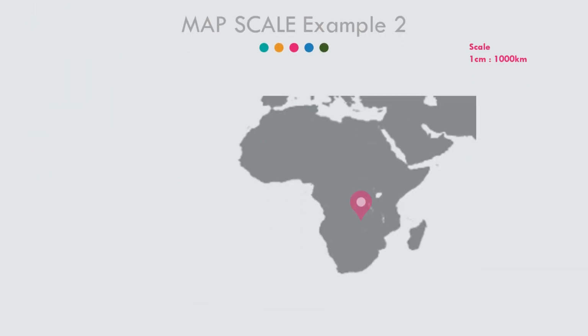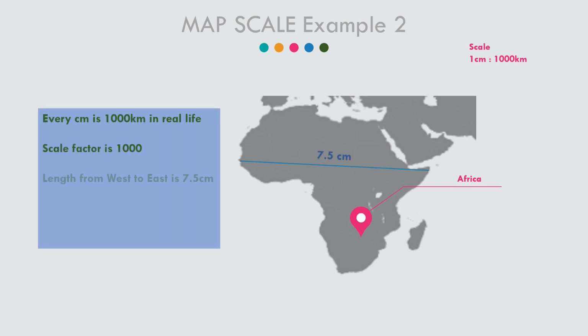Here is a map of Africa. How far is it from the most western point to the most eastern point? Every centimetre is 1,000 kilometres in real life. The scale factor is 1 centimetre to every 1,000 kilometres. The length from west to east is 7.5 centimetres. In real life, this must mean that it is 7.5 multiplied by 1,000, which gives us 7,500 kilometres.